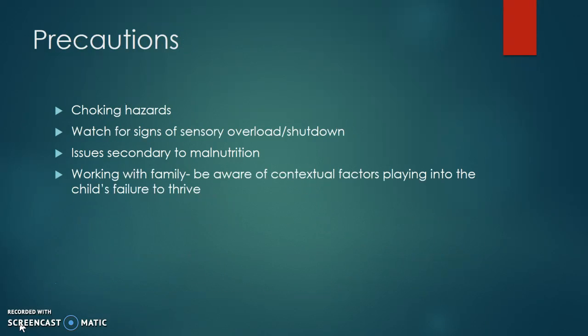So some of the precautions associated with failure to thrive are choking hazards due to their avoidance of eating experiences and their tactile sensitivity, as well as watching for signs of sensory overload or shutdown, which will present as extreme distress during the sensory experience, and also issues that are secondary to malnutrition, such as weakness and fatigue. People should also be aware of working with the family and contextual factors that might play into the child's failure to thrive.